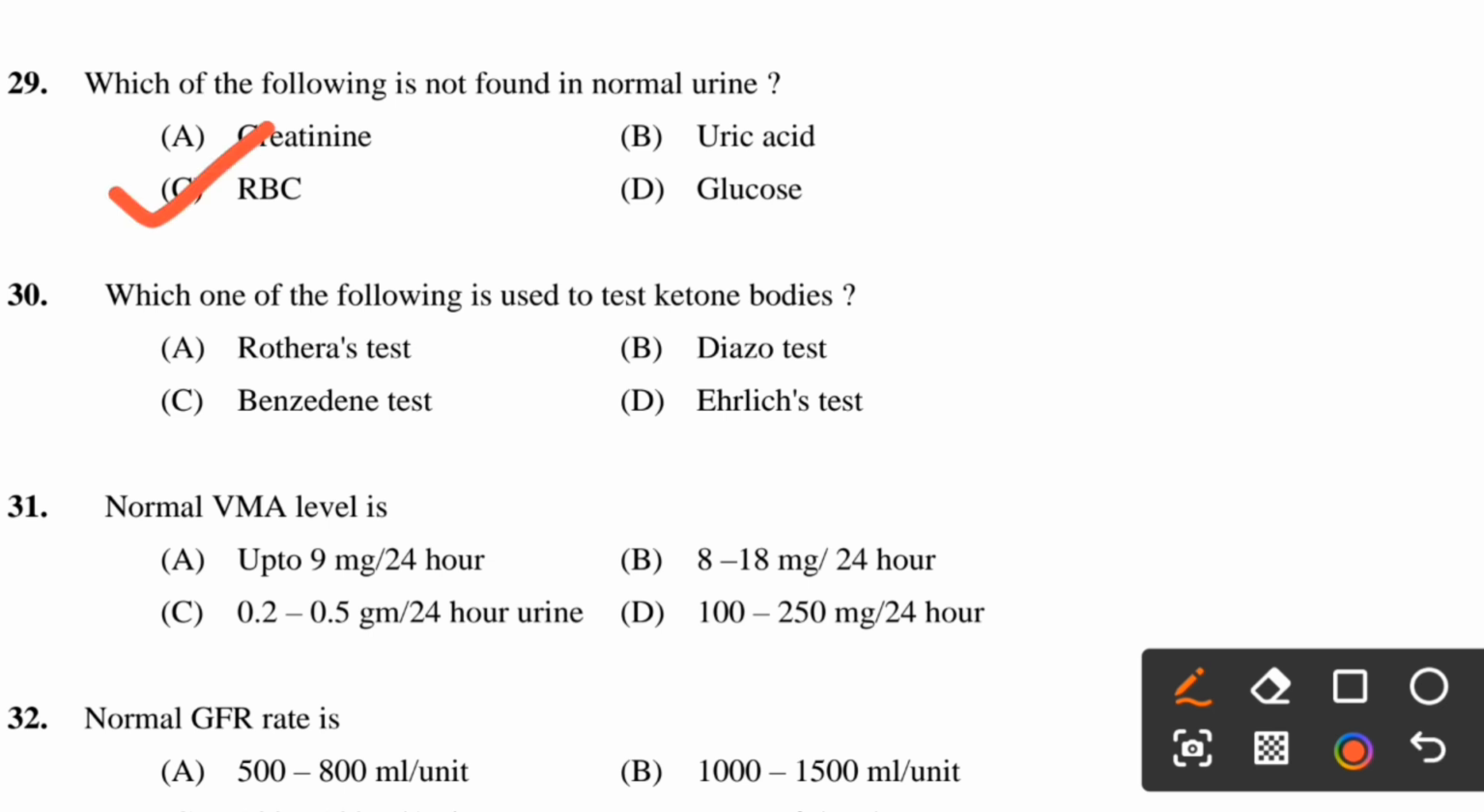Right answer, RBC. Next one, which of the following is used to test ketone bodies? Rothera's test, Diazo test, Benzidine test, Ehrlich test. The right answer is Rothera's test. Ketone body is detected by Rothera's test. Next one, normal VMA level is? The right answer is up to 9 mg per 24 hours.